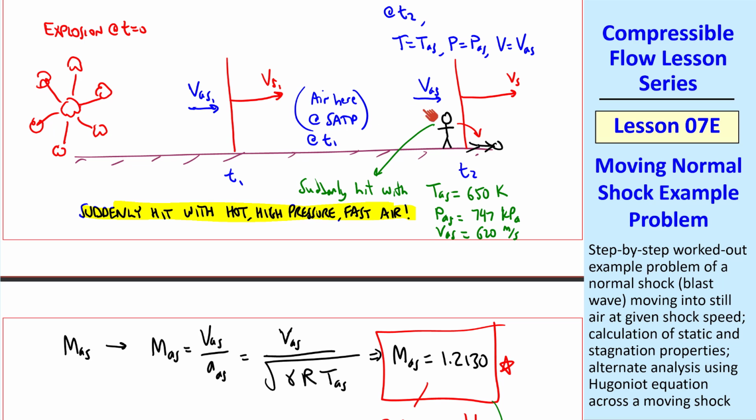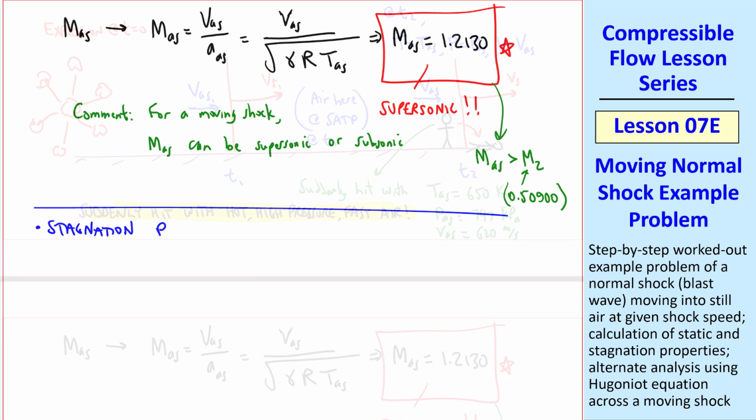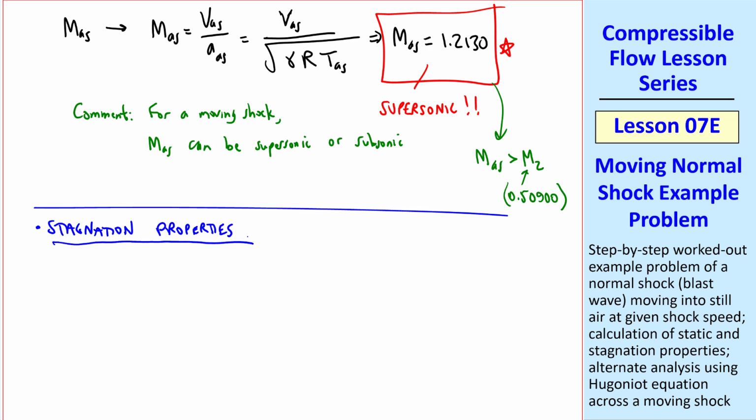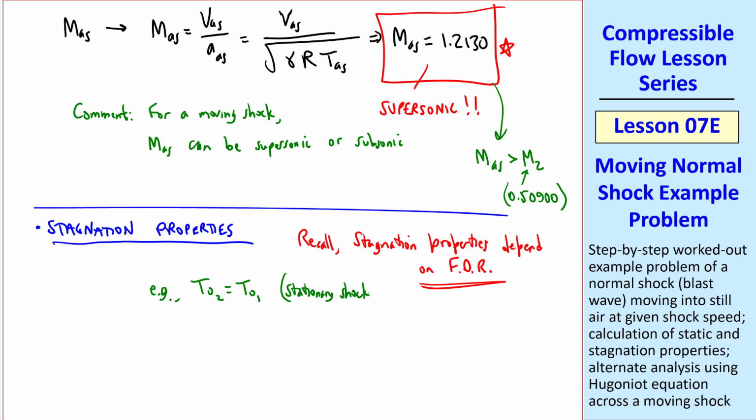As this shock keeps moving downwind, and it's actually a spherical shock, MAS eventually goes subsonic, and MS eventually goes to 1, and from then on it's simply a sound wave. Now consider the stagnation properties, recalling that stagnation properties do depend on frame of reference. So for example, T02 is T01 in the stationary shock frame of reference that we're used to, but T0AS is not equal to T01 in the moving shock frame of reference.